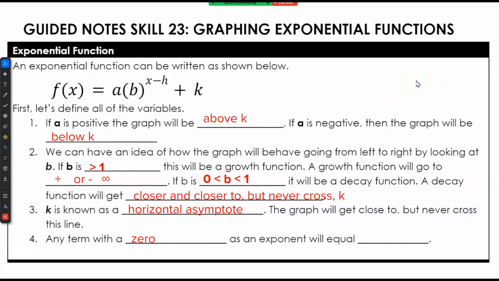And any term with a 0 as an exponent will equal 1. That means like 8 to the 0 power equals 1. 2 to the 0 power equals 1. 1/2 to the 0 power equals 1.